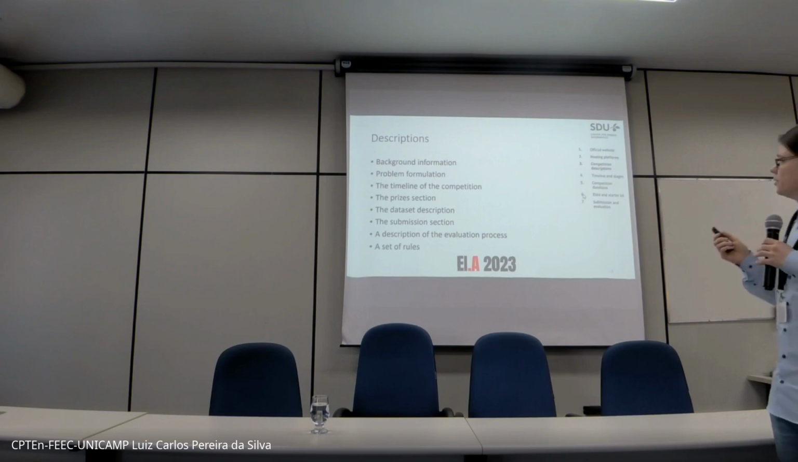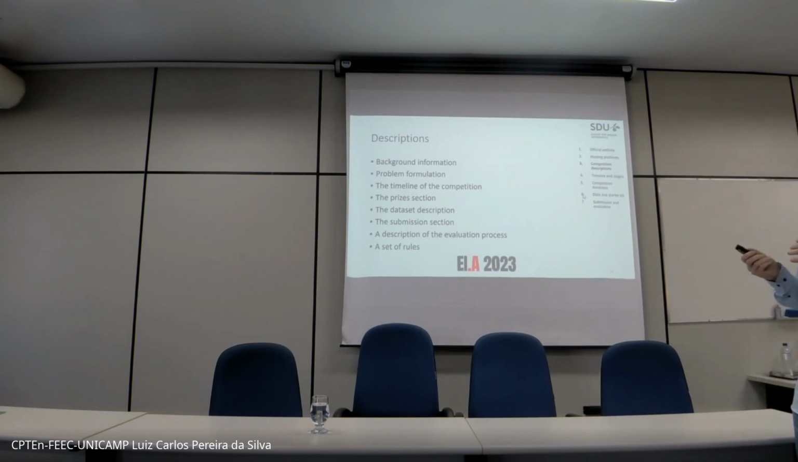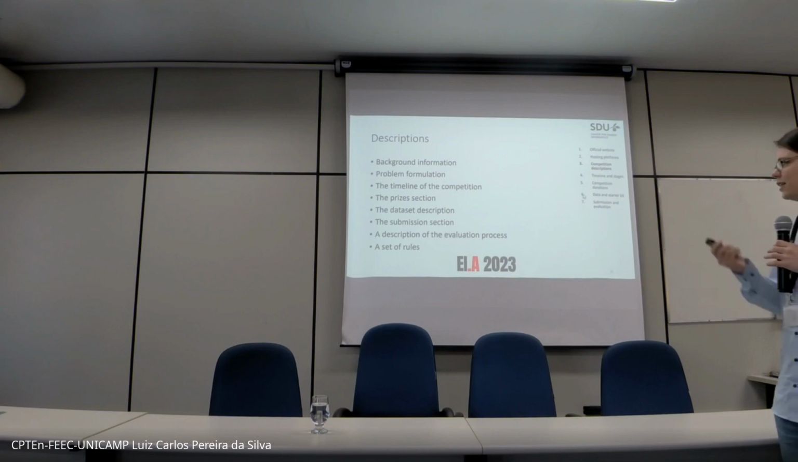Competition descriptions are the information shared on the official website. This includes the background information, which describes why the problem we are trying to solve is important, and also the formulation of said problem. It also includes other more important information, such as timelines, prizes, dataset descriptions, submissions, and also the process of the dataset evaluation and the set of rules.